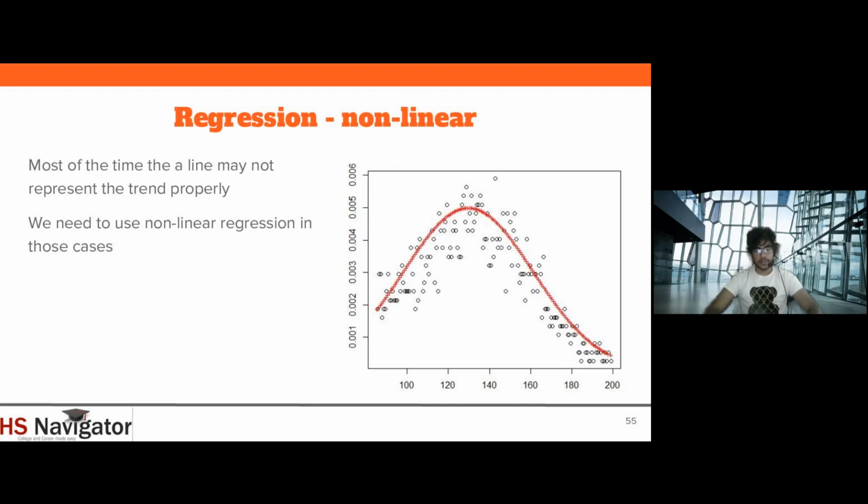Then we have nonlinear regression. Not every line of best fit follows the equation y equals mx plus b. It can have curves or it can be much more complex. Most of the time, a straight line may not represent the trend properly, and in these cases, we need to use nonlinear regression. For example, over here, as you can see, our data peaks at around 140 and goes down on the left and the right in this manner. So a linear line of best fit would not be the best choice. So we're going to use a much more complex line of best fit that better represents the data.